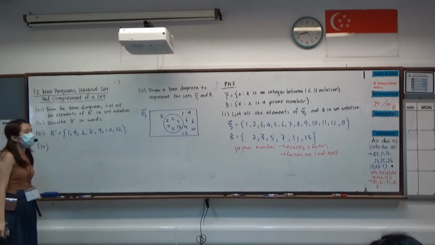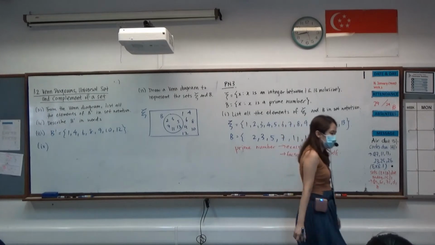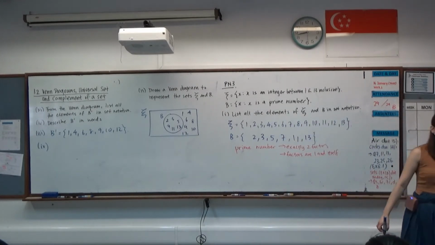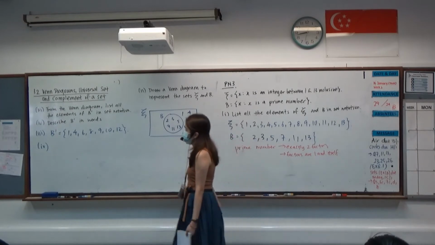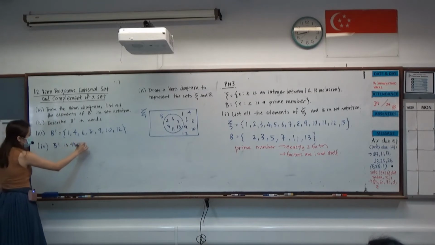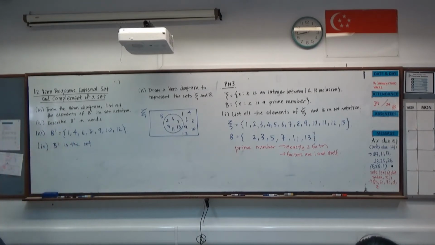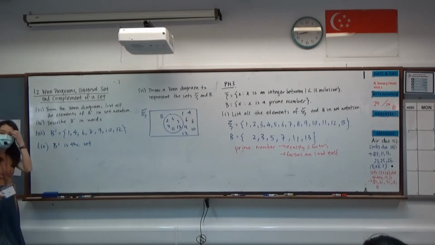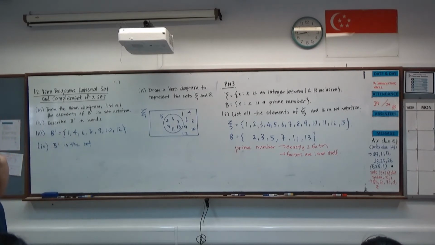Okay, now for part 4, how do you want to describe this complement set in words? In words means there shouldn't be any symbols, no notations at all. How to describe? What do you think? How will you describe B prime? The elements in set B prime are numbers from 1 to 13 that are not prime numbers.